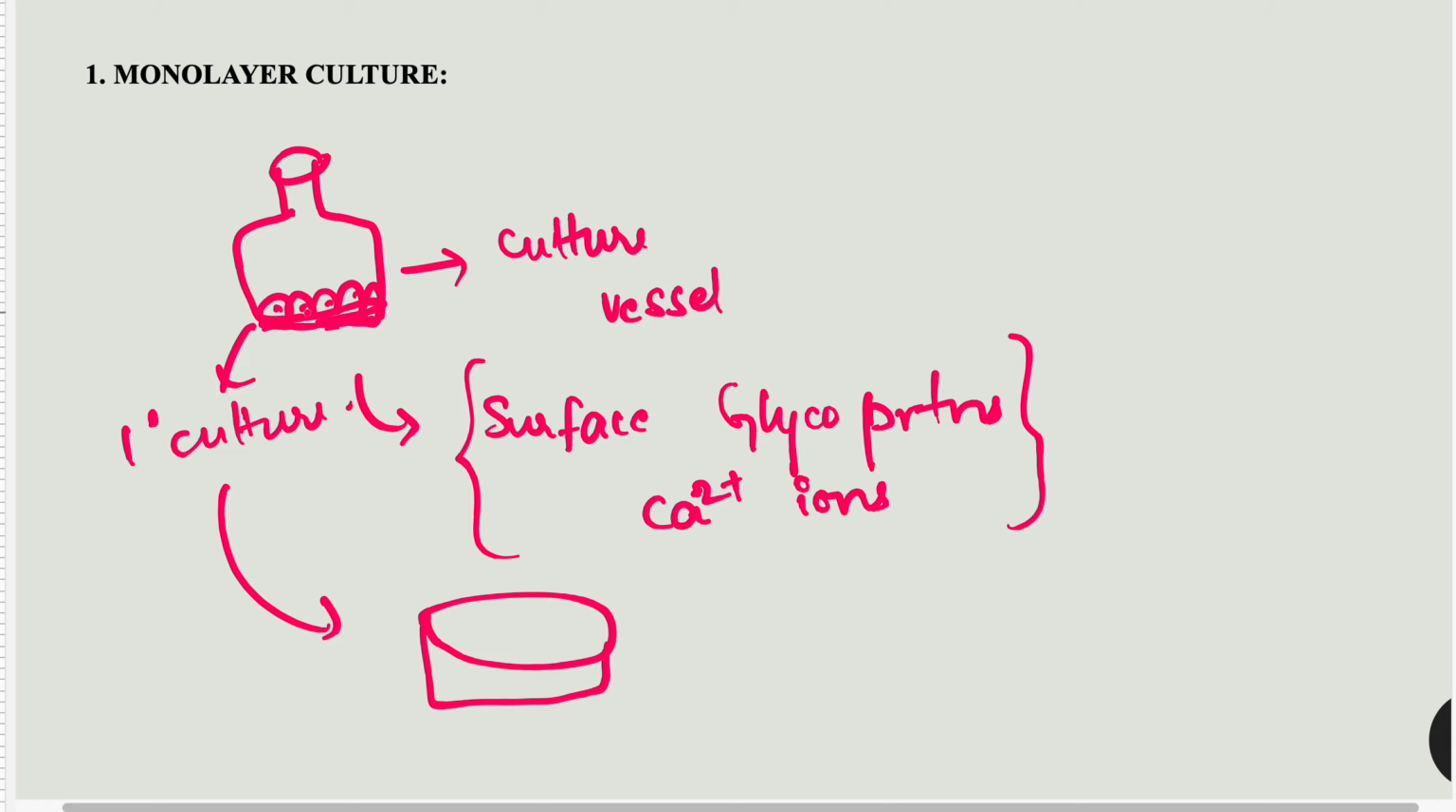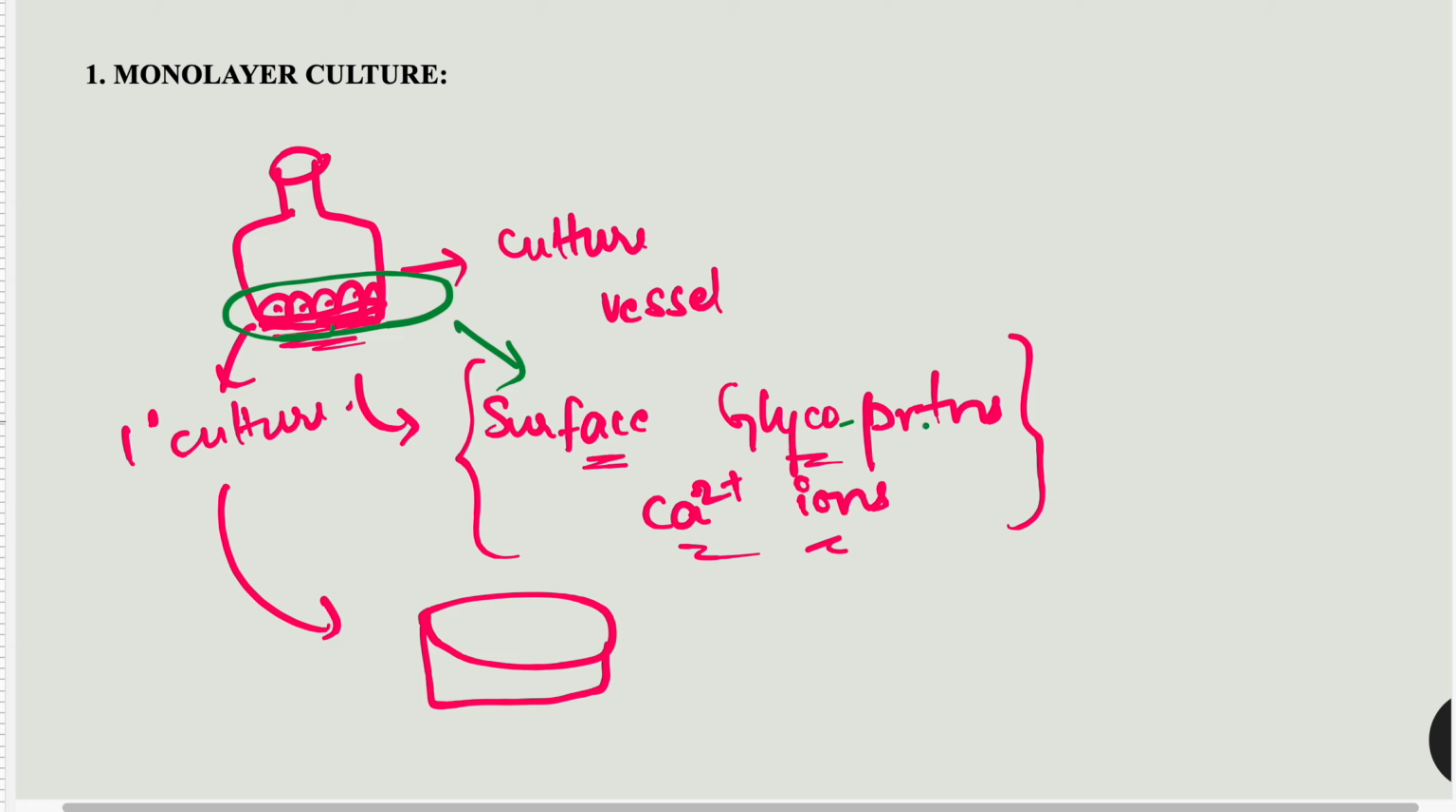So before transferring, we need to separate these cells from the culture vessel of the primary culture. So we need to remove the things which are essential for the attachment. First of all, the dissociation of these cells is done by removing surface glycoproteins and calcium ions.